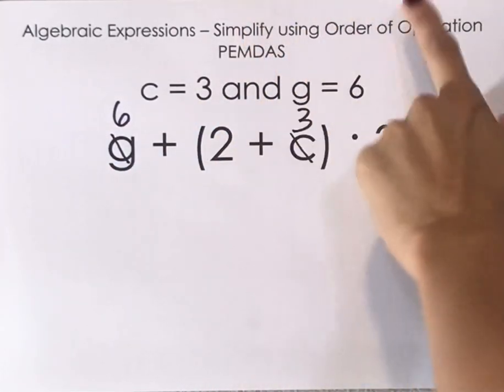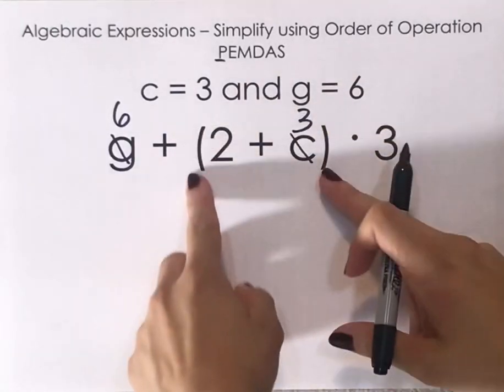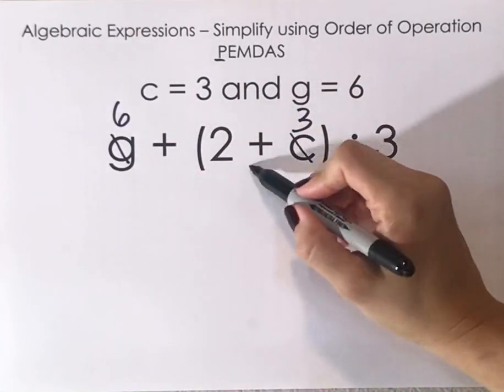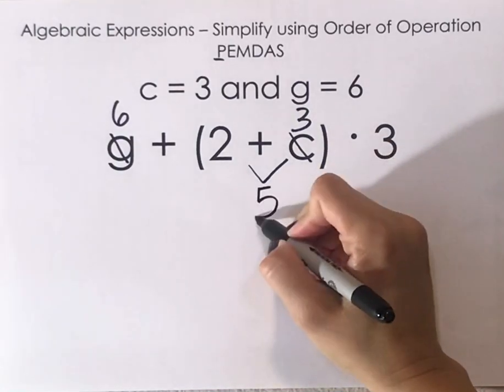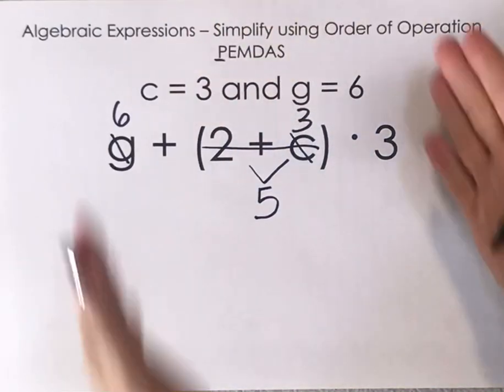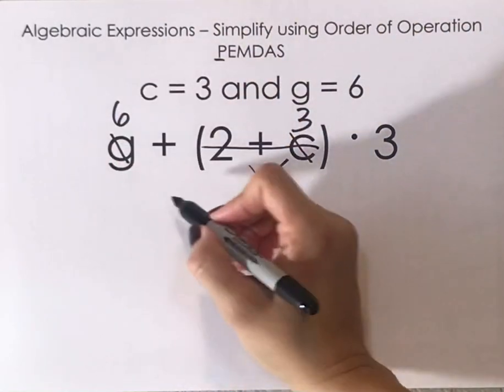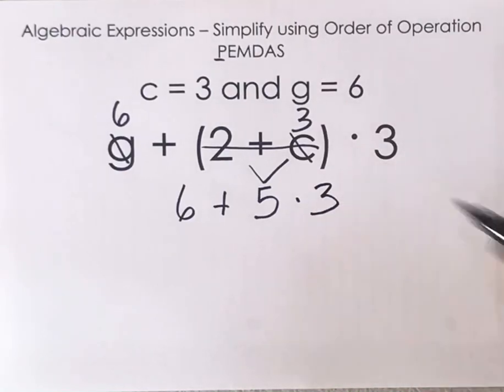And so now we can simplify using the order of operations. So the first thing I'm going to do, it says P for parentheses. As you can see, I have a parentheses here. So I'm going to start there. And 3 plus 2 is 5. So that goes there. Then this is done. I'm going to bring the rest down. So I'm going to bring that 6 plus 5 times 3 down.